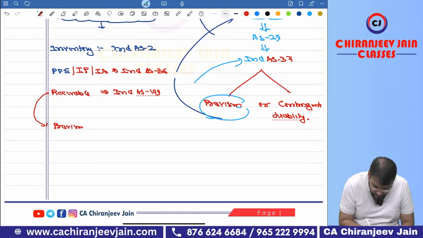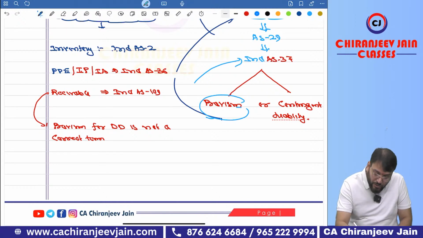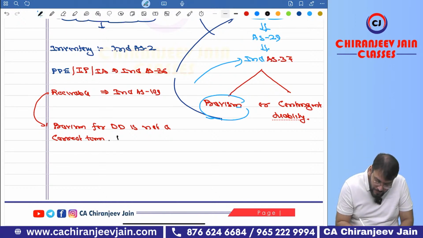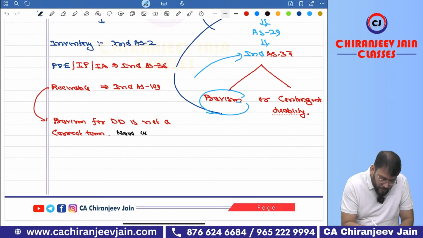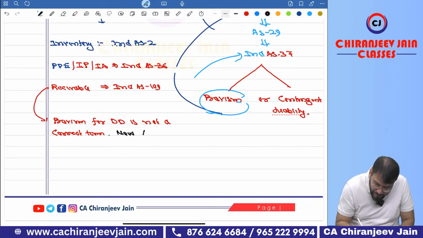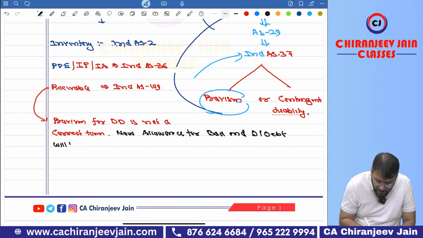provision for doubtful debt is not a correct term. Yes or no? Now, allowance for bad and doubtful debt will be used.